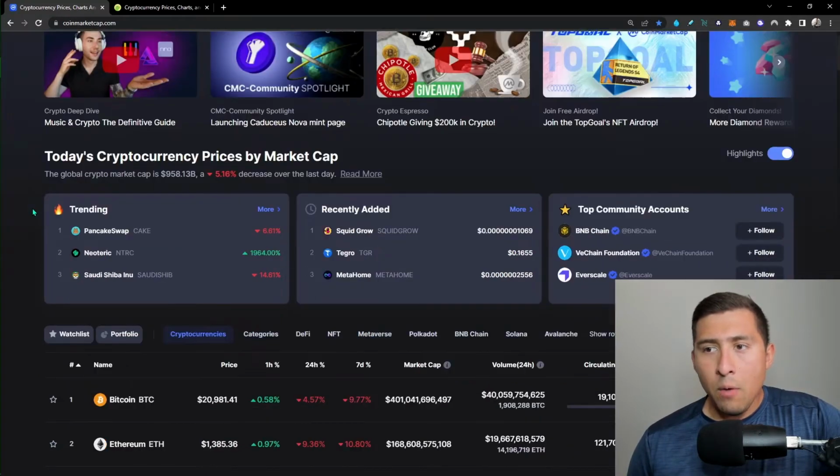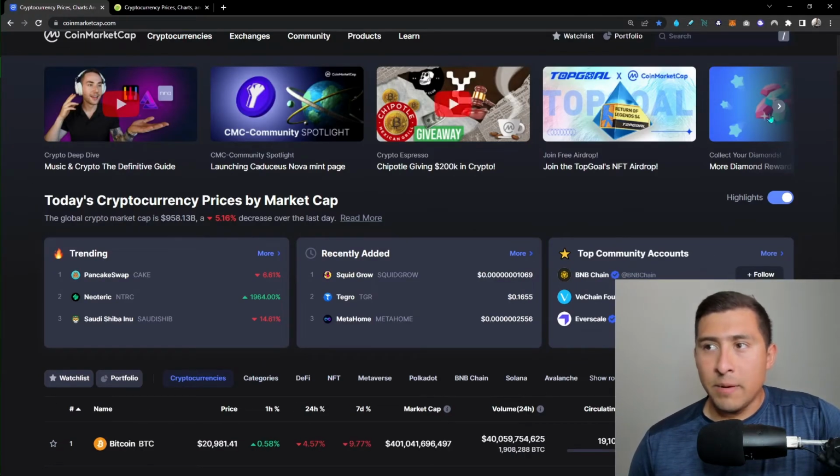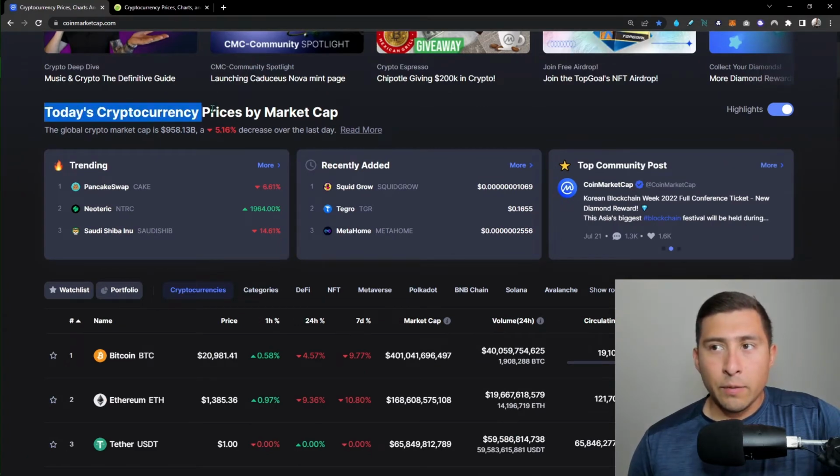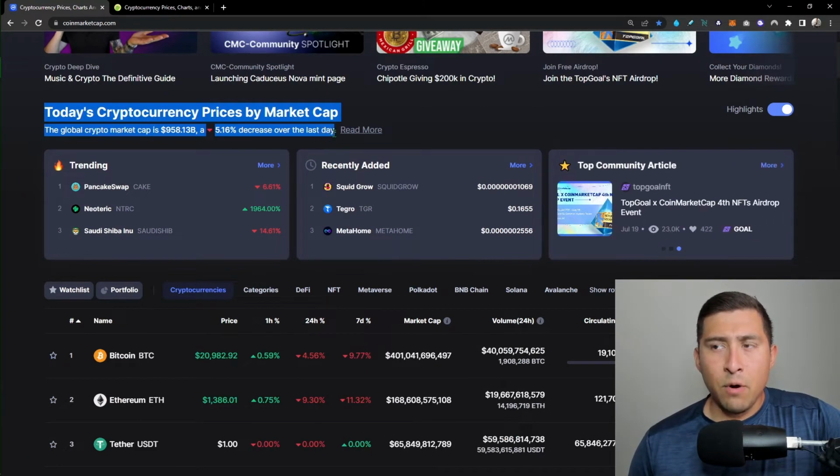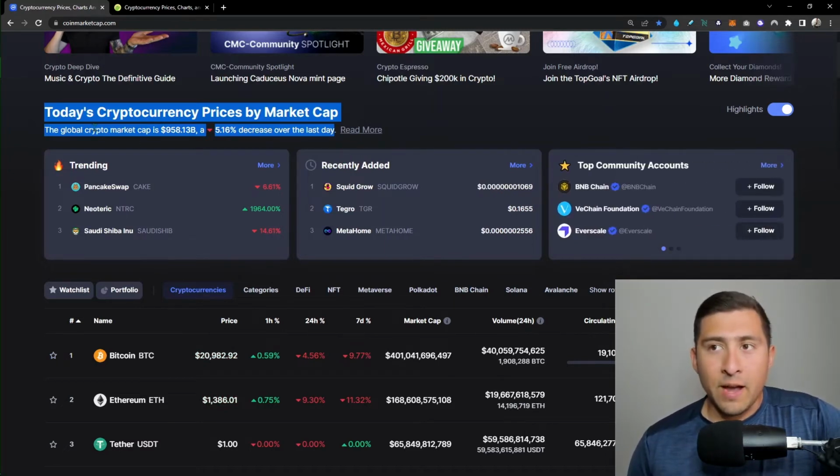Now, when we take a look at this, we're going to see some videos and more articles. You can go ahead and take a look at those. Right here in today's cryptocurrency prices by market cap, this is, I believe, one of the easiest pieces of information that a lot of people get very quickly. The global market cap, which is under 1 trillion.